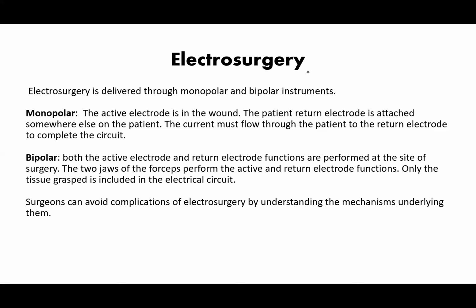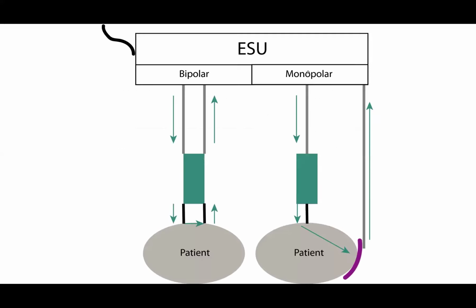Surgeons can avoid complications of electrosurgery by understanding the mechanism underlying them. Now you can see this circuit in the bipolar electrode. You see, if these are the forceps, the current just passes in between the forceps.